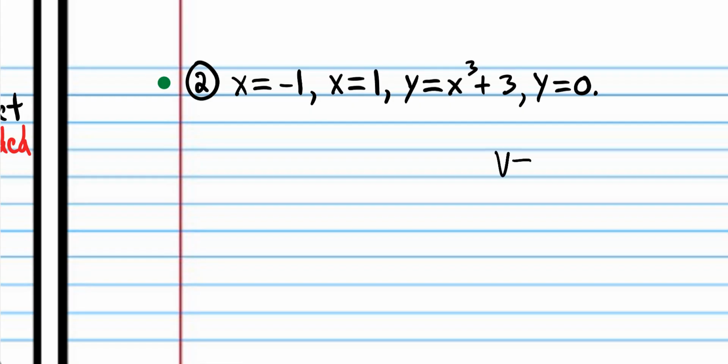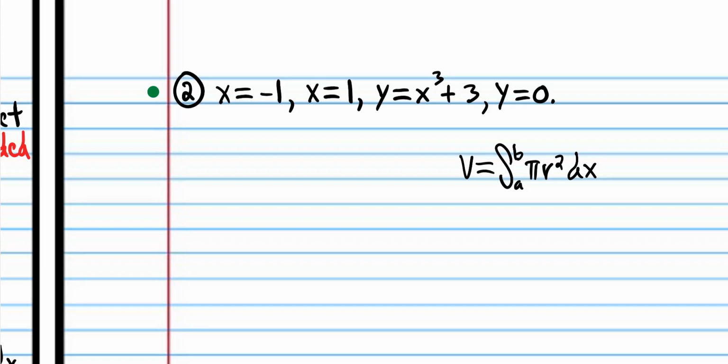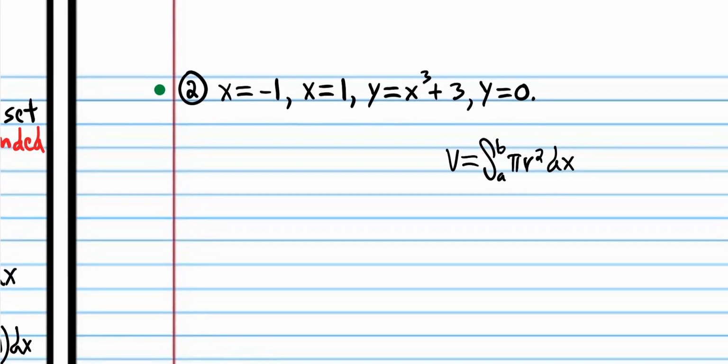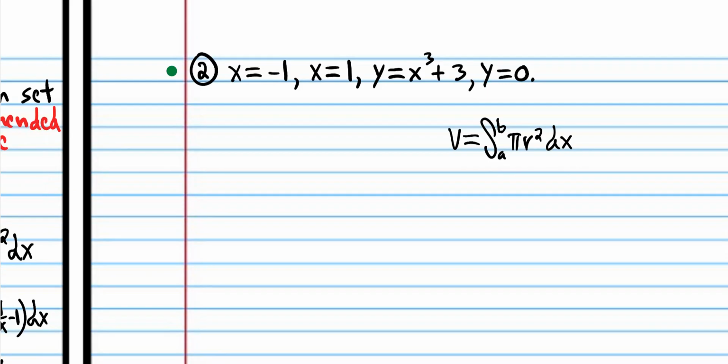The formula you're going to use is volume is equal to the integral from a to b of pi r squared, because we're dealing with disks. And the cross-section area of the solid goes in here, and the cross section is a circle.